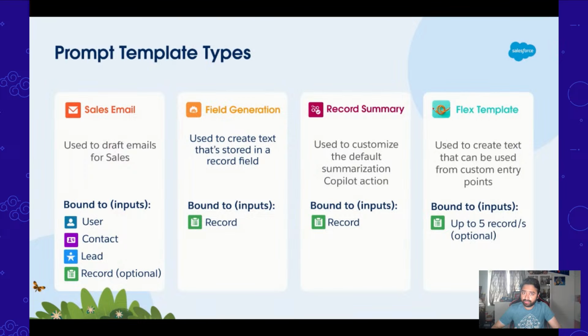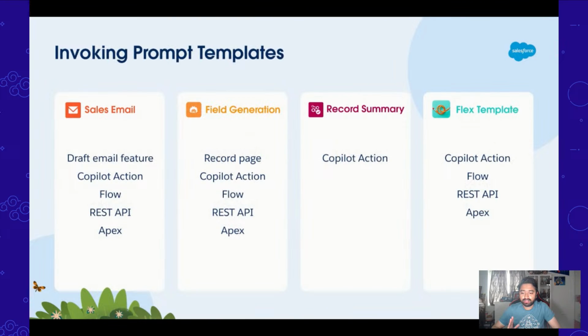Now, talking about where you can use these prompt templates, depending on the prompt template type, there are certain places that you can use it in. For example, if you take sales email template, while you can call it from flows, you can call it from REST API, Apex, all of that is there, but there are specialized places where you can call these specialized prompt templates from. For example, the sales email, you can call it from the email composer. So email composer is already an out-of-the-box feature. You click on the email quick action, it shows up a composer. Any sales email prompt templates will be visible there. If it's a field generation, it is going to be visible next to a field, which is what we are going to be building today.